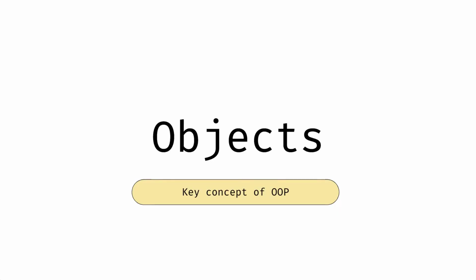Objects are a key concept of object-oriented programming. That can't be too surprising, it's in the name. But what are objects?